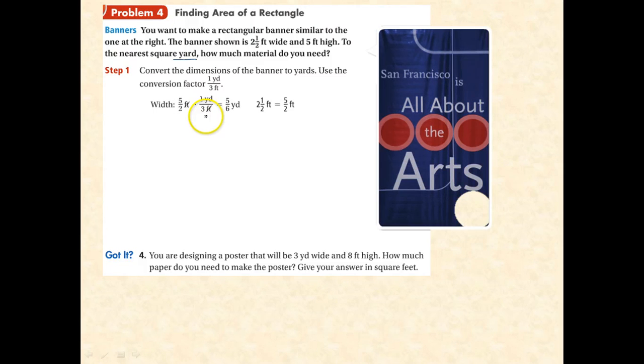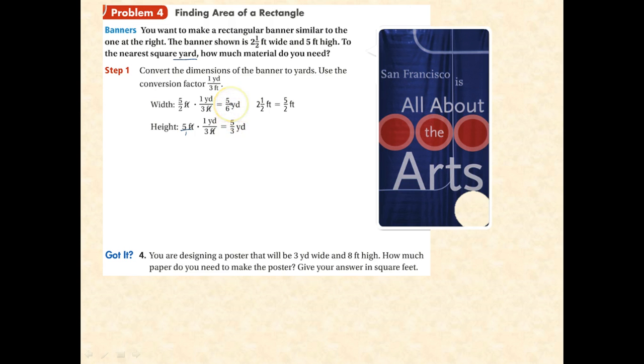So 2.5 feet is 5 over 2. So we're going to multiply times yards over feet. 5 times 1 is 5. 2 times 3 is 6. So that's 5/6 of a yard. 5 feet times 1 yard over 3 feet. The feet will cancel and we get 5 times 1 is 5. This is like 5 over 1. 1 times 3 is 3. So 5/3 of a yard.